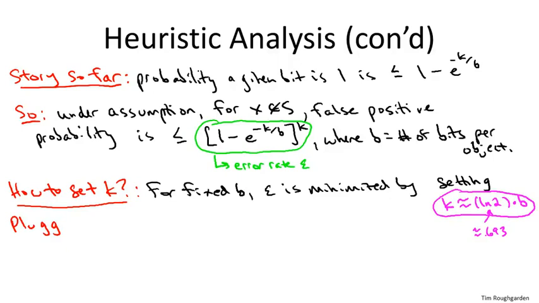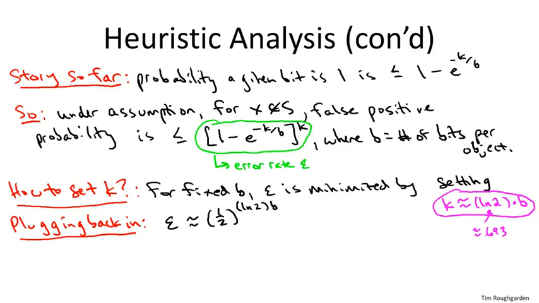But continuing the heuristic analysis, now that we know how to set k optimally to minimize the error for a given amount of space, we can plug that value of k back in and see how the space and the error rate trade off against each other. And we get a very nice answer. Specifically, under an optimal choice of the number of hash functions k, the error rate epsilon decreases exponentially in the number of bits that you use per object. So it's roughly 1/2 raised to the natural log of 2, or roughly 0.693, times the number of bits per object b.